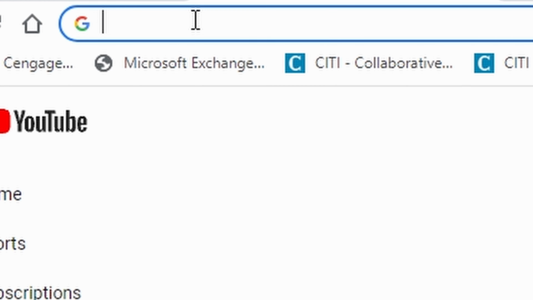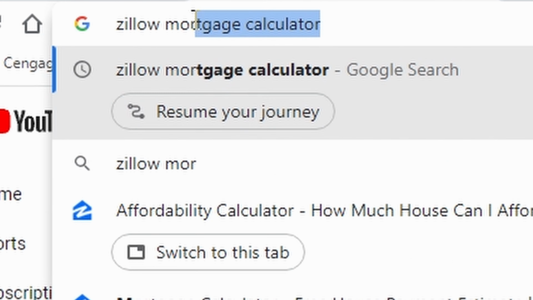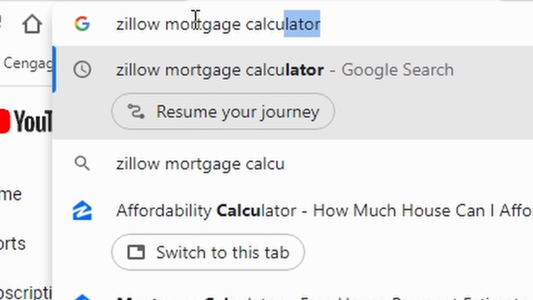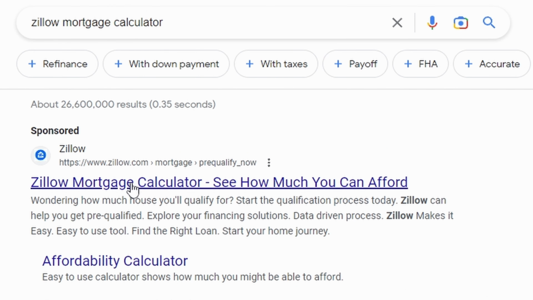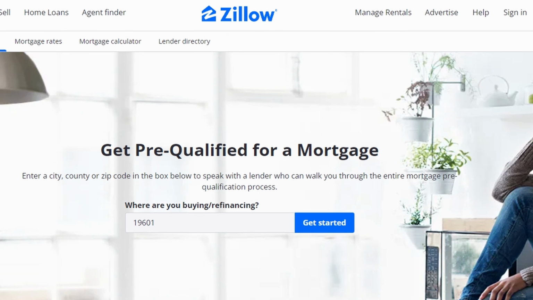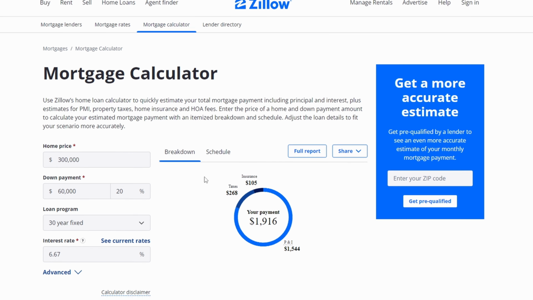All right, so the first thing you're going to do is just type in the search bar Zillow mortgage calculator. Go ahead and hit enter. That's going to put you up to this one right here. Go ahead and give that a click. Then go ahead and click on this mortgage calculator right here.